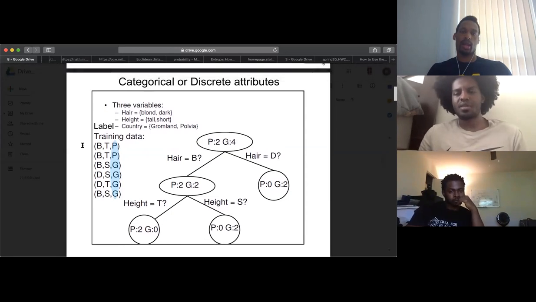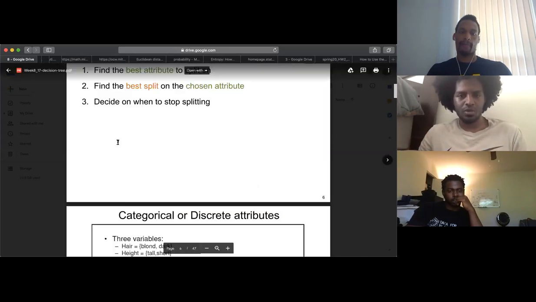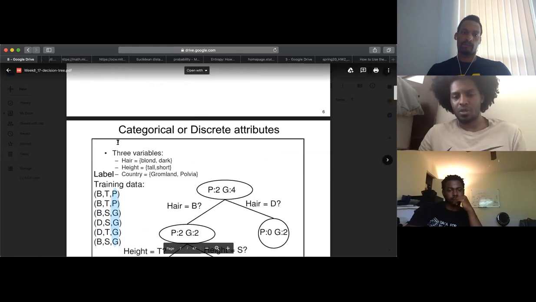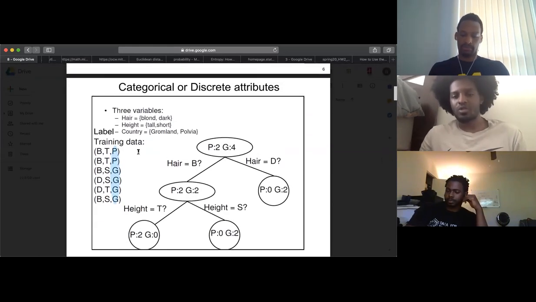Again, you're doing the same exact thing. Here you have your initial total data set, with two people that come from Polvia and four people that come from Gromland. You picked hair to be the best attribute to split on. So you split your data, and you see that if you have dark colored hair, you're most likely a person from Gromland, and that's a pure category. So that would be a leaf.